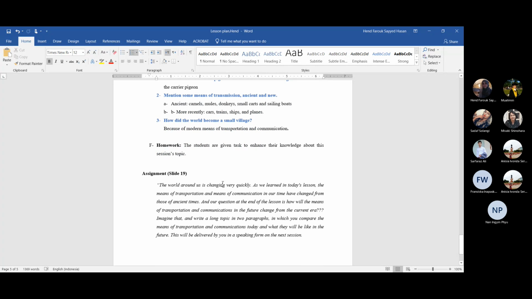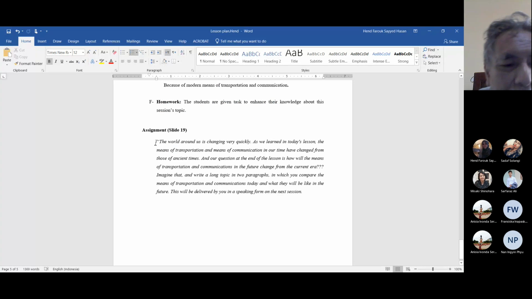And then comes the part about homework in slide 19. The world around us is changing very quickly, as we learned in today's lesson. So the means of transportation and means of communication in our time have changed from those of ancient times.